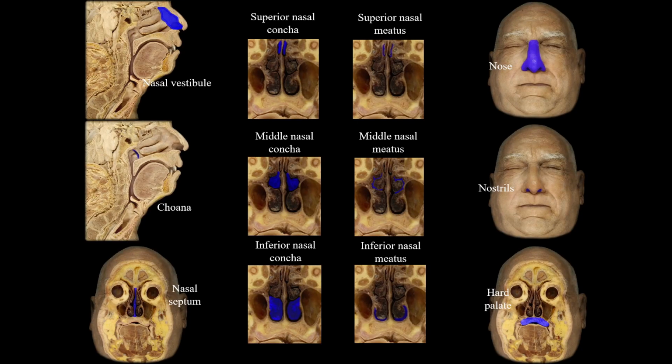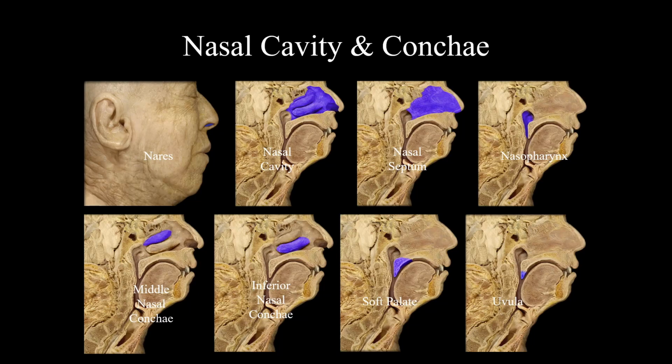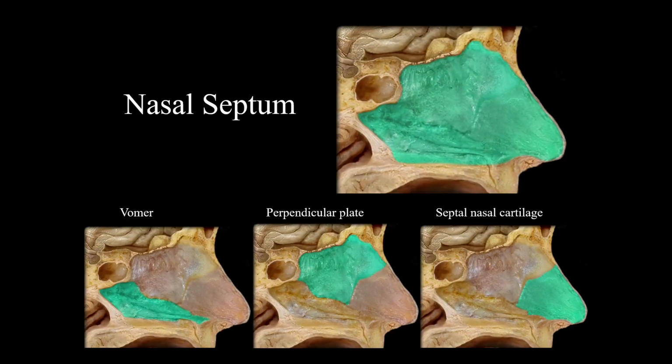So here's the cadaver view of the parts of the nose. Again, more of a cross section to see the different parts of our nose. A closer view of our nasal septum. It is divided into three parts, which are our vomer, our perpendicular plate, and our septal nasal cartilage.